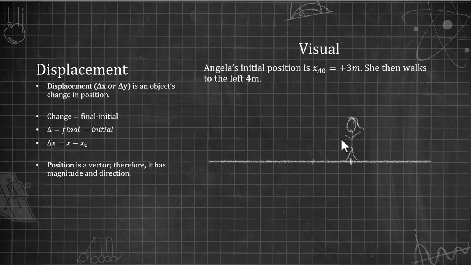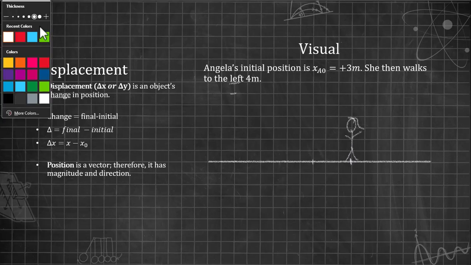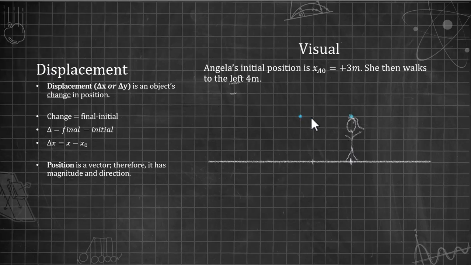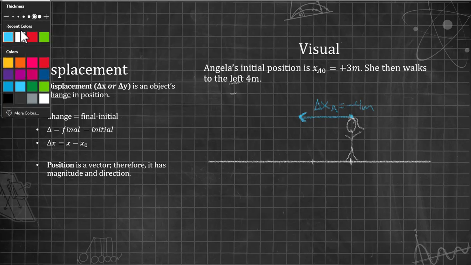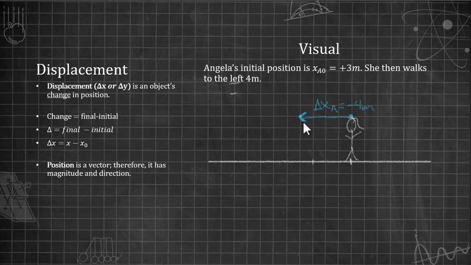And then she walks to the left 4 meters. So Angela is going to be displaced to the leftward direction, which is negative, so negative 4 meters. So we're going to draw, starting from where Angela is, the displacement vector. So Angela's displacement is negative 4 meters. And so what that means is Angela is going to end up at a different position, a final position, over here. So Angela's final position will be at negative 1 meter.